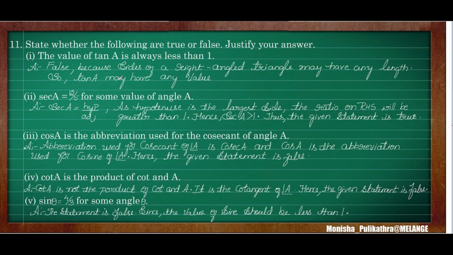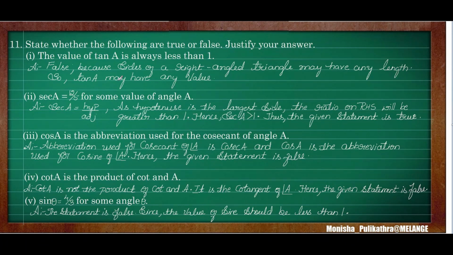So moving on to the third question. Cos A is the abbreviation used for cosecant of angle A. We know there are abbreviations for cos, cot, tan, cosecant, everything. The abbreviation for cosecant of angle A is cosec A. Whereas cos A is the abbreviation used for cosine of angle A. Hence the given statement is false. So cos A is for cosine of angle A, and cosec A is for cosecant of angle A.